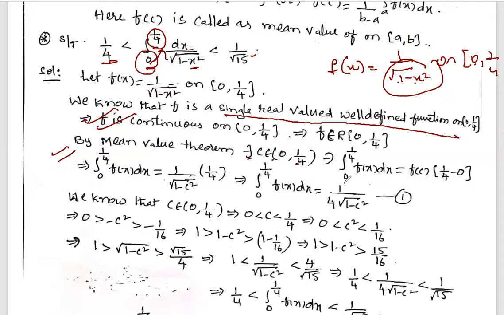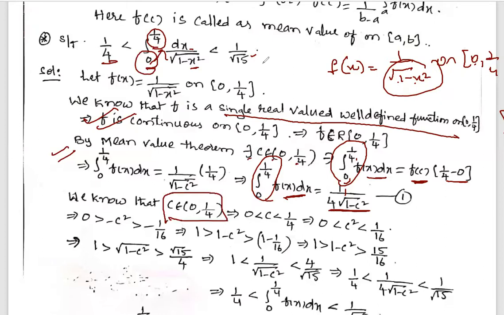What is the integral from 0 to 1/4 of f(x) dx? It equals f(c) times the length 1/4, so you have to write it in this form. So what is f(c)? f(c) will be equal to 1/4 into root of 1 minus c squared. And what is c? c belongs to (0, 1/4).